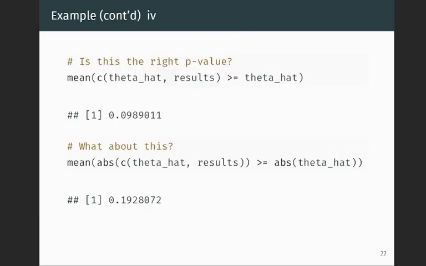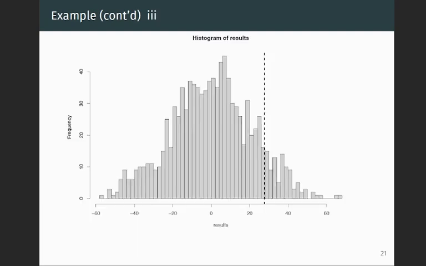So first of all, let's look at this in the context of a one-sided test, right? So if I just go back to the previous slide, here we'll count the number of observations that are greater than or equal to theta hat. So the observations in the histogram that are to the right of the vertical line.